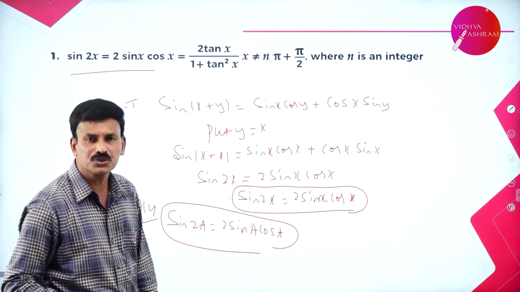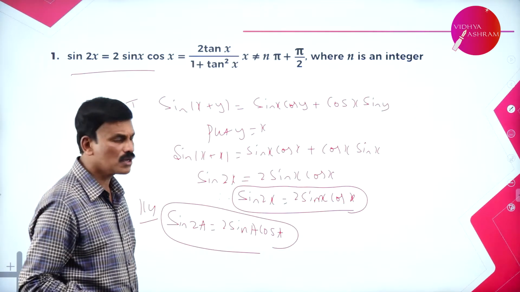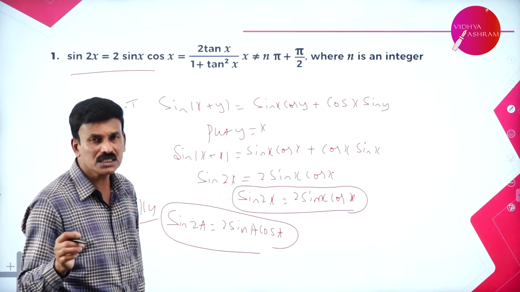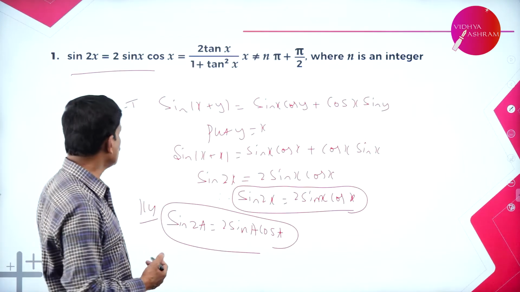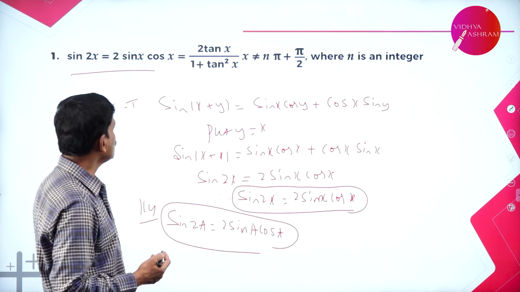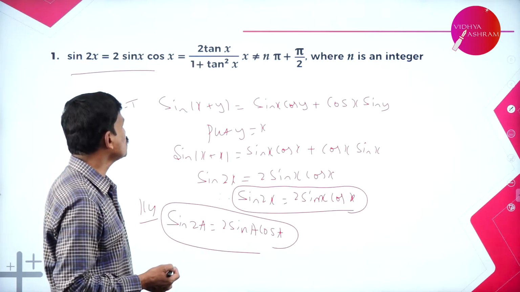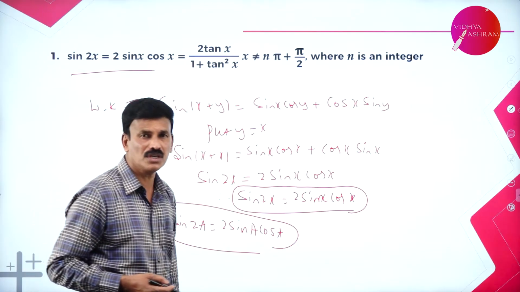sin 2a is equal to 2 sin a cos a. sin 2x is equal to 2 sin x into cos x. Hope you followed. Just replace y by x in the sin(x + y) formula. You will get the answer. That's it. Now, let us come to the second part. What is the second part? That is also equal to 2 tan x divided by 1 plus tan square x.